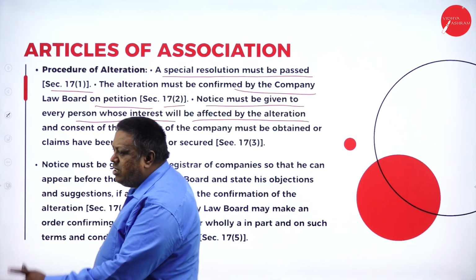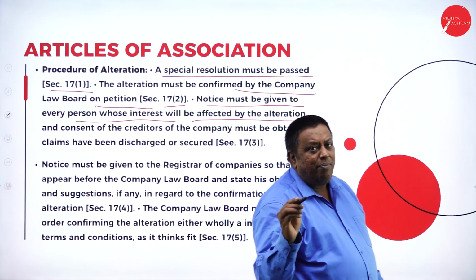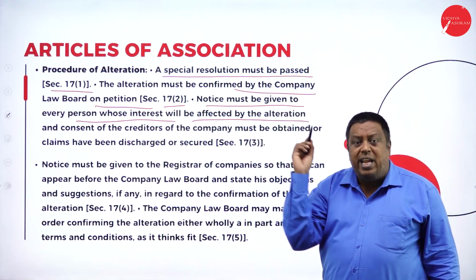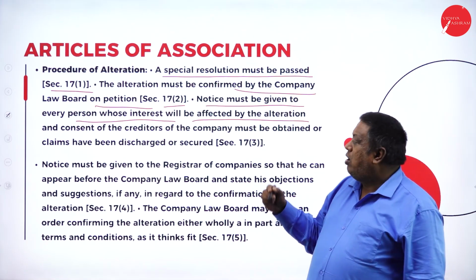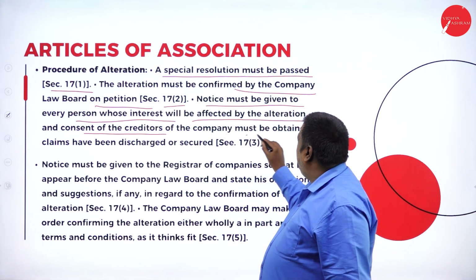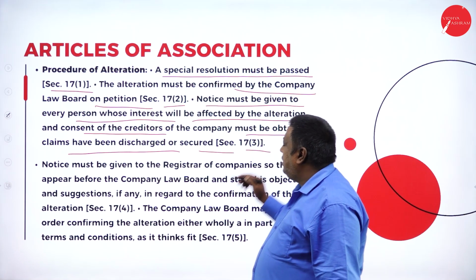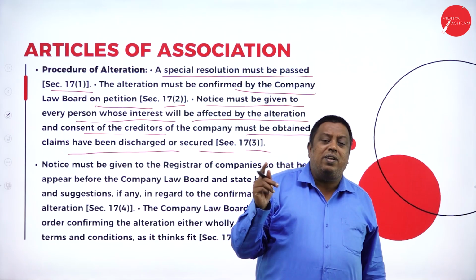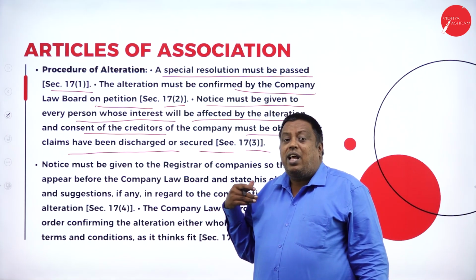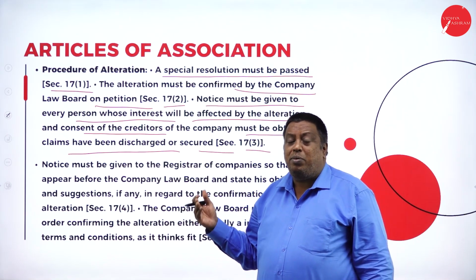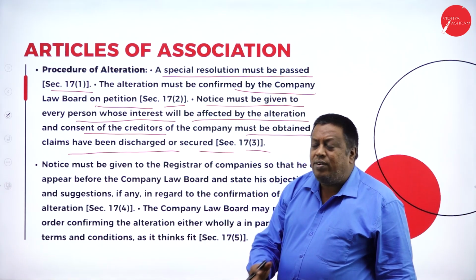A notice means a communication has to be sent to all the people who have an interest in the business, in case any changes made here could affect their interest to continue or not. And the consent of the creditors of the company must be obtained, and claims have to be discharged or secured. Section 17, subclause 3: here they are saying that we have to take the permission of the creditors, and even if any contract has to be discharged, we have to get the permission of those people. Only then can we make the alteration, or else we can't do any alteration of our AOA.